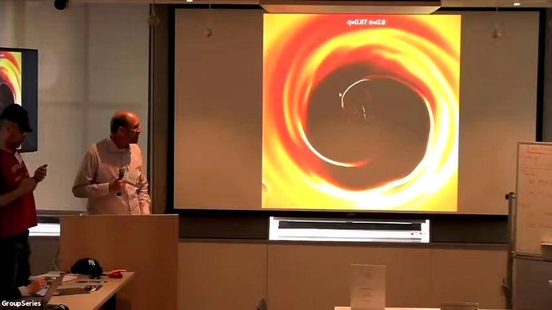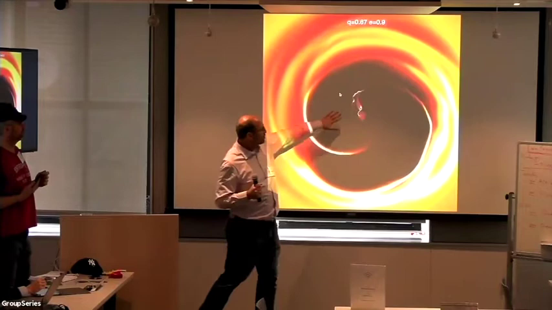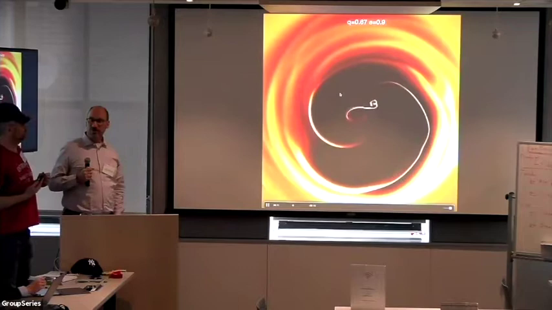This is an eccentric binary, and so we're calculating torques from these, and you're absolutely right. The torques are much larger out here, and they tend to be positive. So that's what we're finding so far. But you can get some really interesting things.